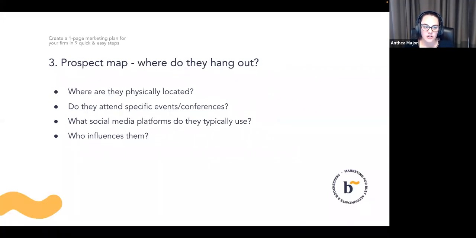Once you know who you're going after and how you solve their pain points, then we get to the prospect map bit, which is where a lot of people said they were feeling a bit weak at the moment. So in this stage, I want you to write down where you can find your ideal clients. Now, if we all knew that, it would be a lot easier. But just think about where they might be physically located.